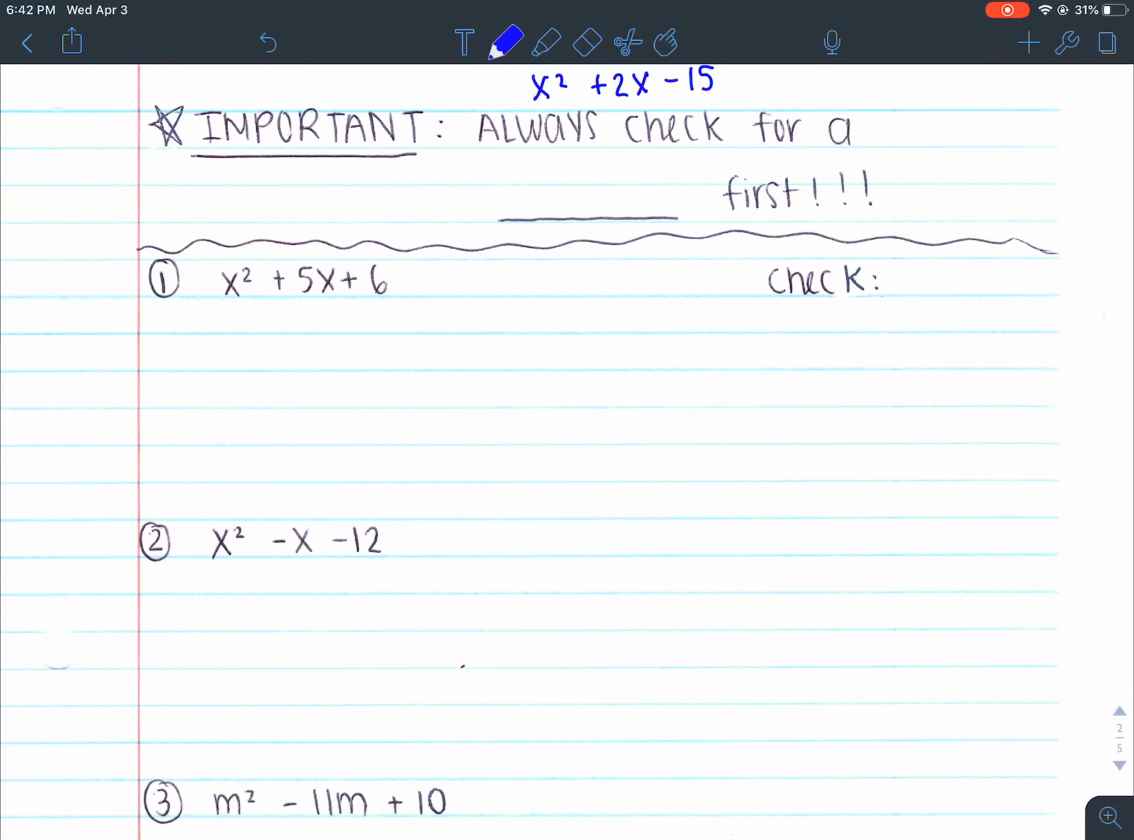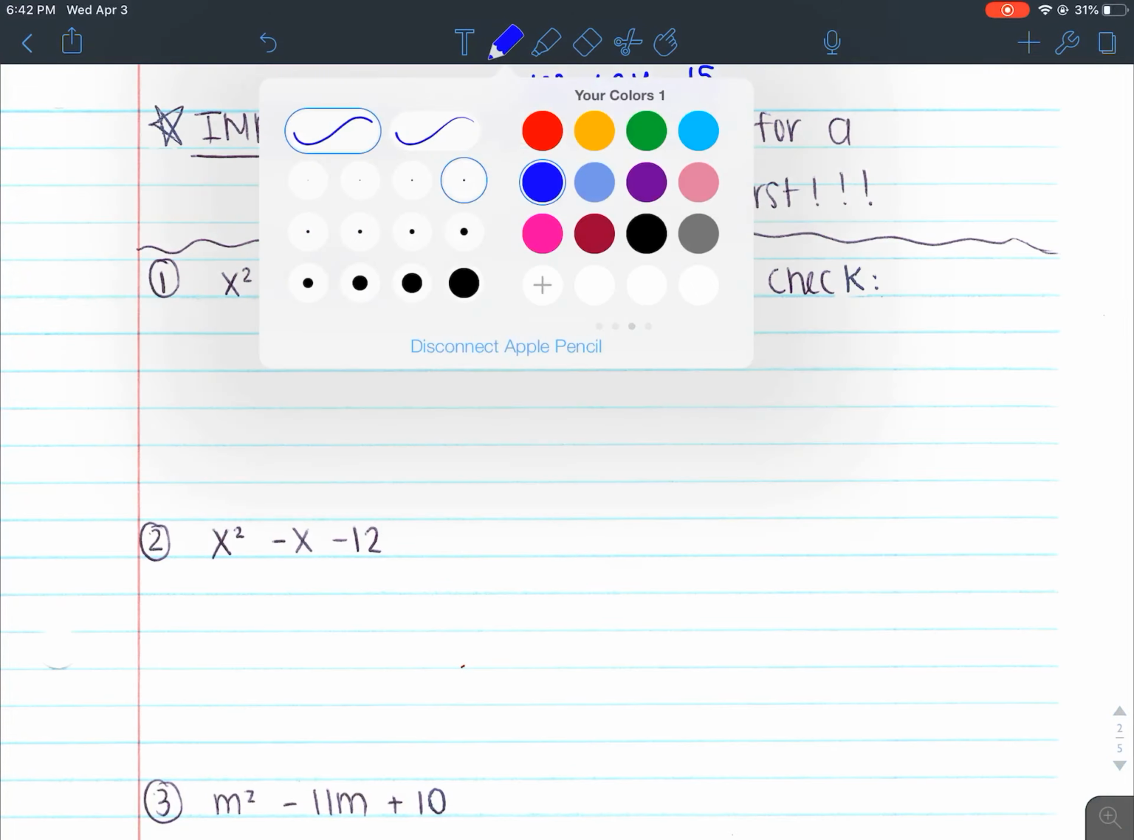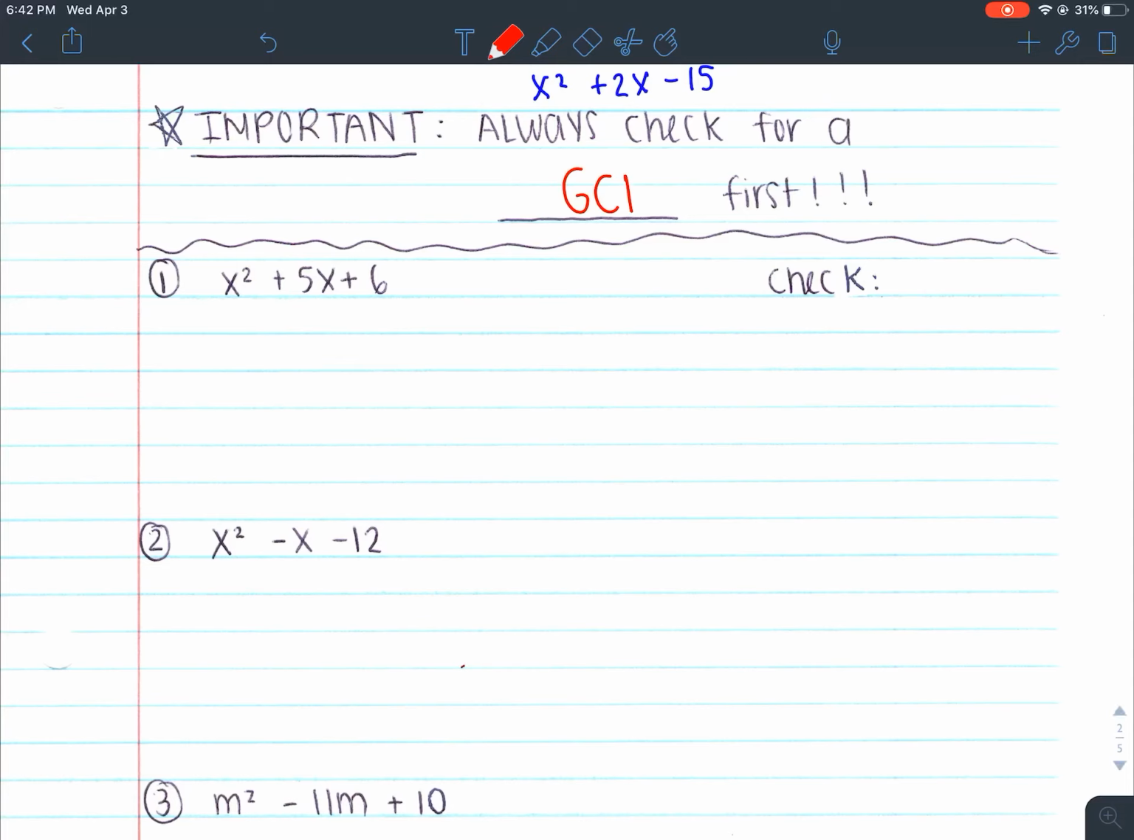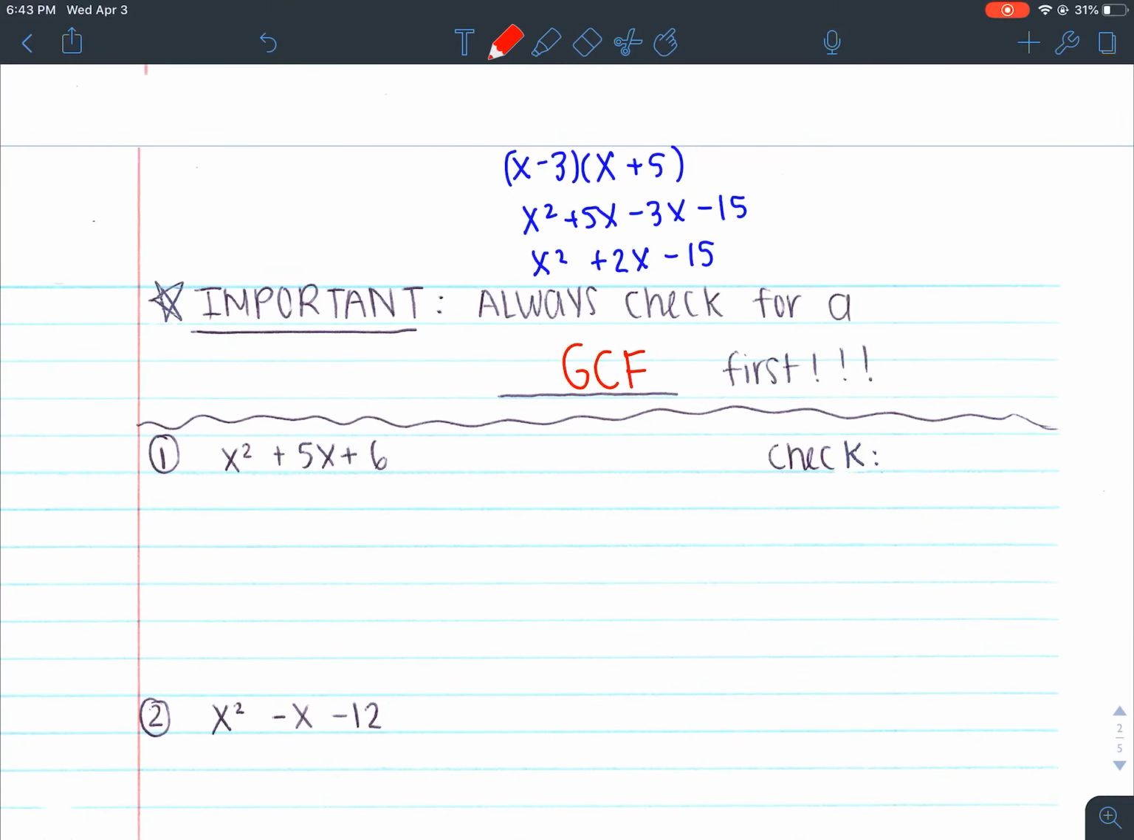Okay. This is very important. I put a star next to it. I capitalized everything. I underlined it. This part is important. When you are factoring anytime, you always check for a GCF first. Always. GCF, what's that stand for? That stands for greatest common factor. So the greatest factor that can be factored out of every single term. Okay? So let's go ahead and begin factoring.